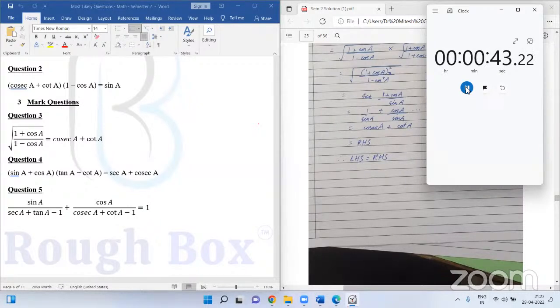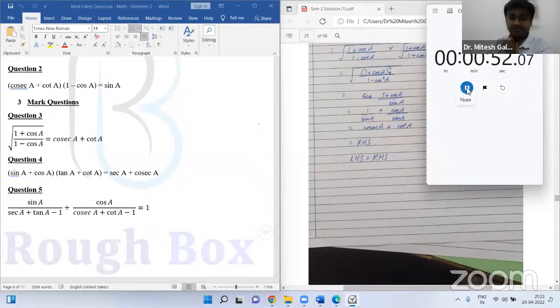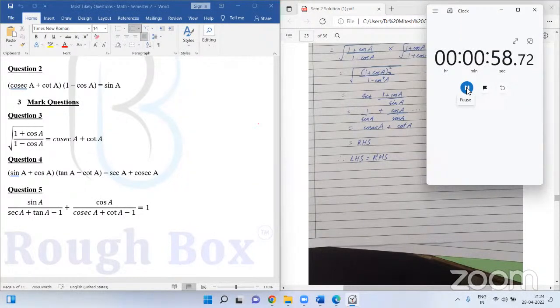So which chapter will have the most weightage in the question paper? Measures of central tendency. Sir, done. Okay. Others? Sir, done. Good. Sir, done. Very good.